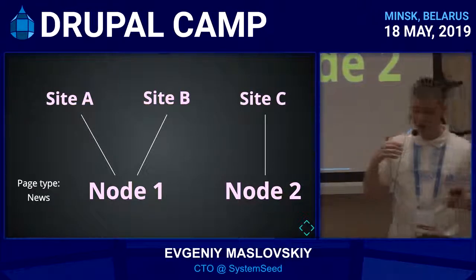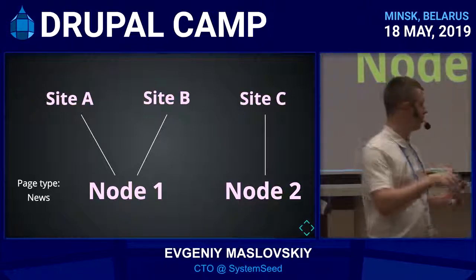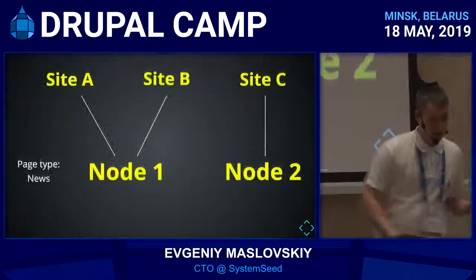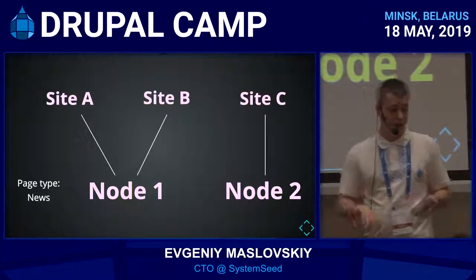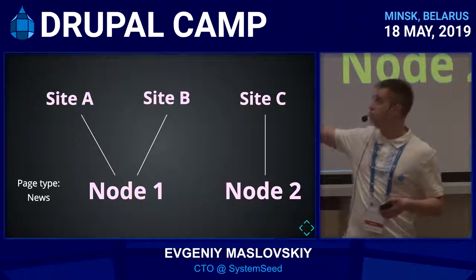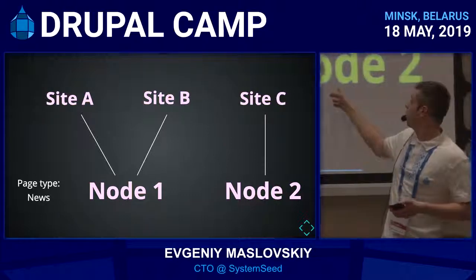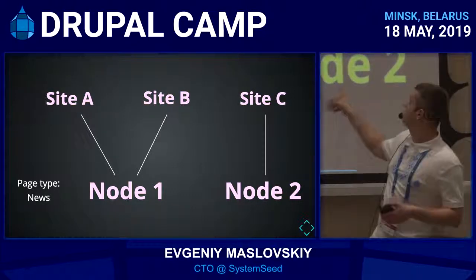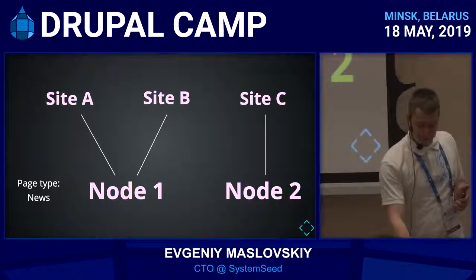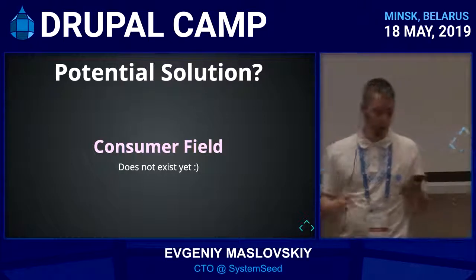We actually need to give content editors the opportunity to mark nodes with site A and site B, so that when they create this page, they can say this news should go to site A and site B, but not to site C. And the same with this one. When they create a new node, they want to say that this news should be published only on site C.